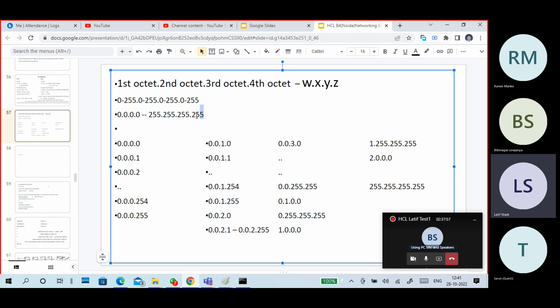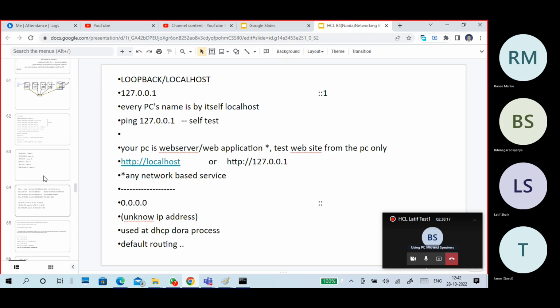But see here, this entire IP address range, your 4.3 billion IP addresses. The starting IP address is 0.0.0.0. The last IP address is 255.255.255.255. Okay, these are all the IP addresses. These total IP addresses are divided into 5 classes.